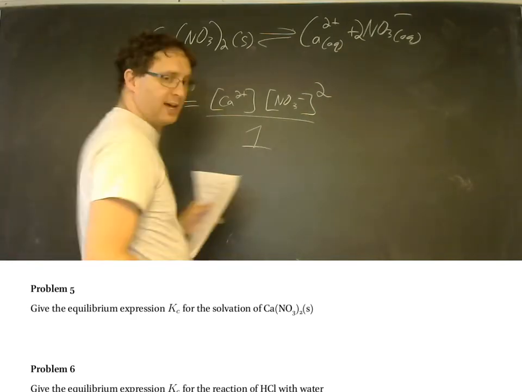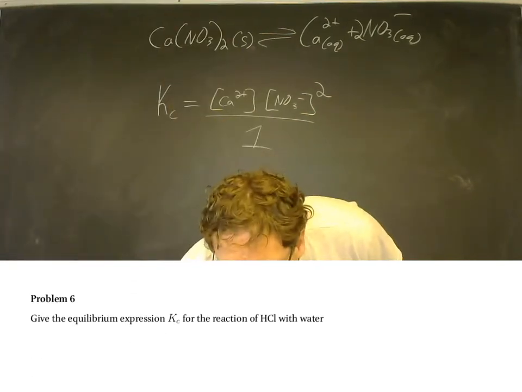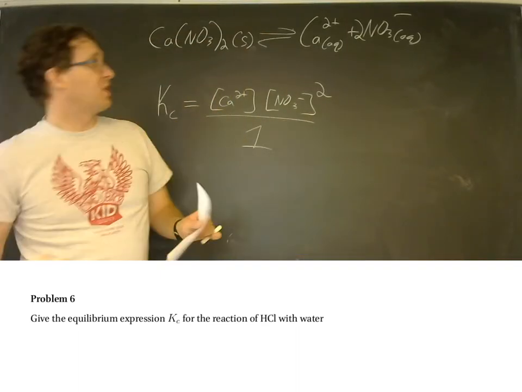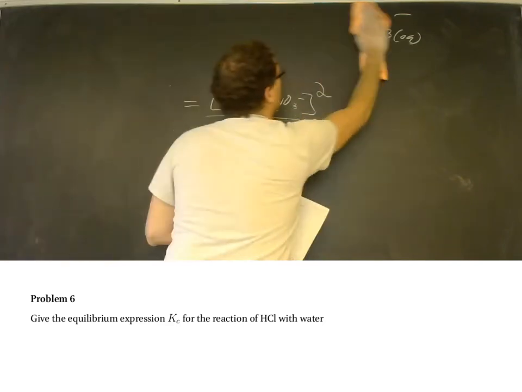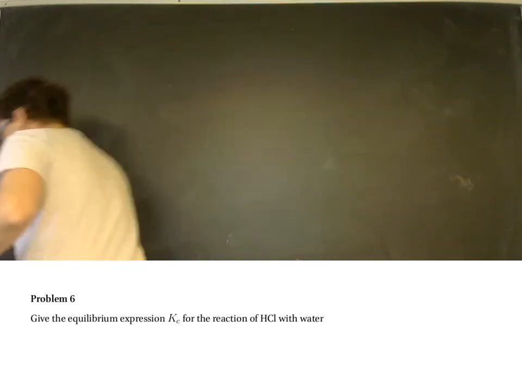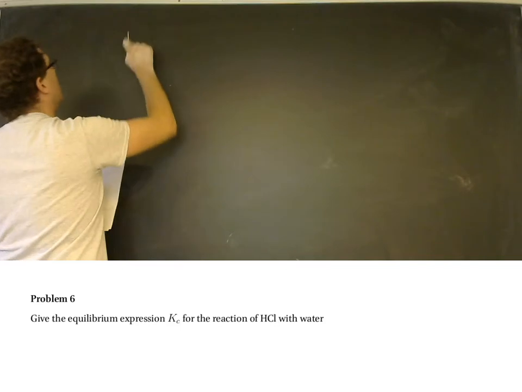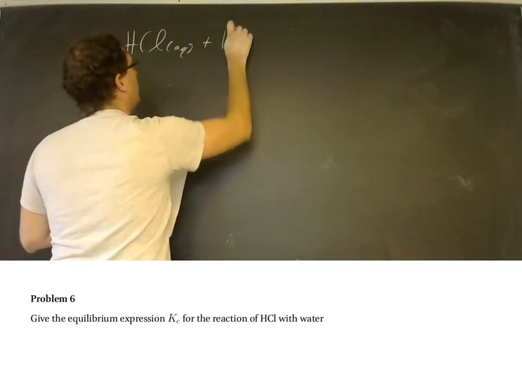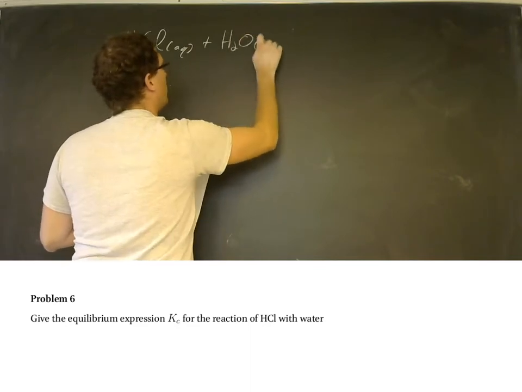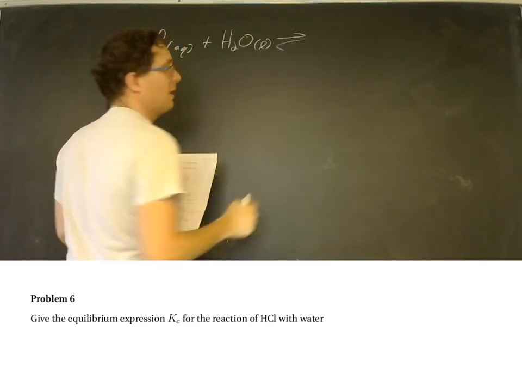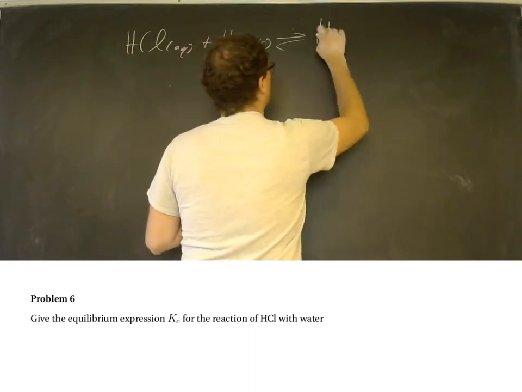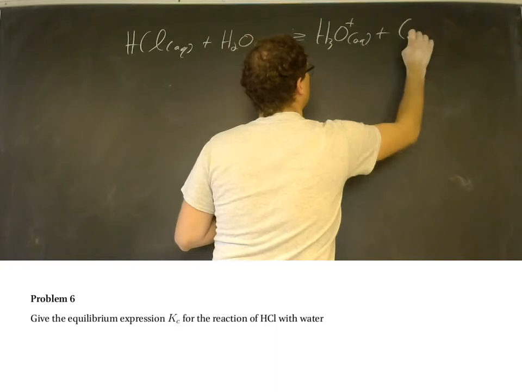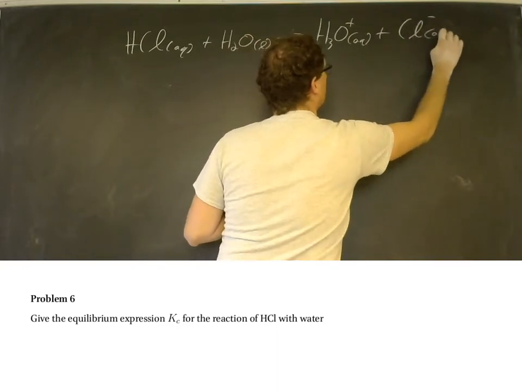And then the next question, give an equilibrium expression for the reaction of HCl with water. So HCl is a strong acid. HCl aqueous plus H2O liquid will be in equilibrium with H3O+ aqueous plus Cl- aqueous.